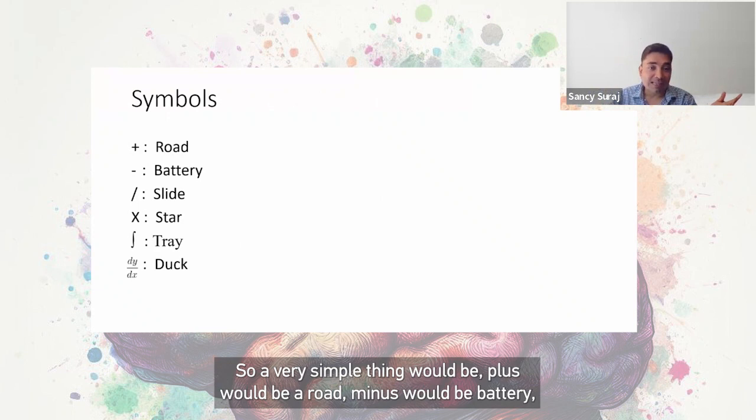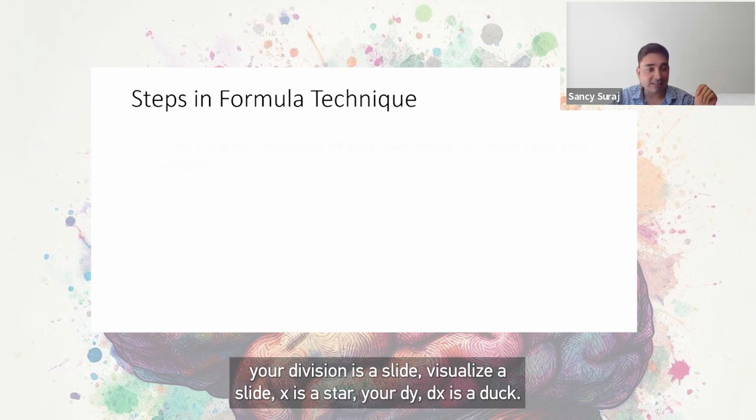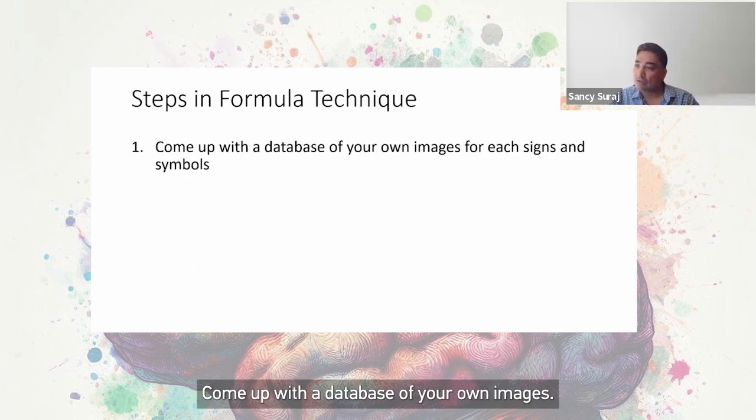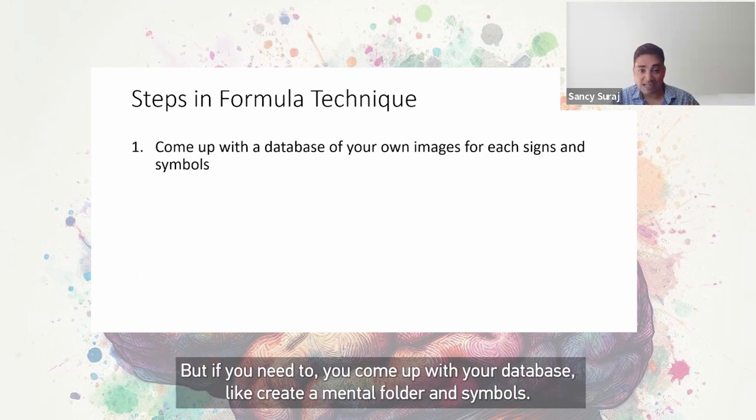So a very simple thing would be plus would be a road, minus would be battery, your division is a slide, you can visualize a slide, X is a star, your dy dx is a duck. Come up with a database of your own images. Again, for formulas, what I've got to stress is always try to understand first, because maths is a whole different ball game. But if you need to, you come up with your database, right?